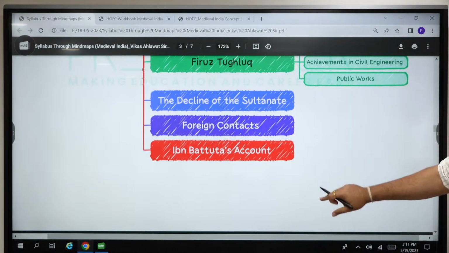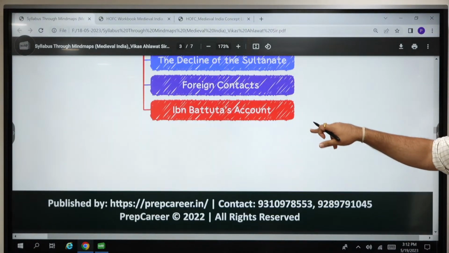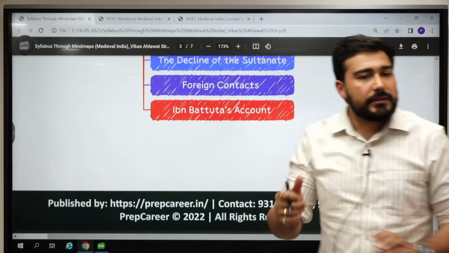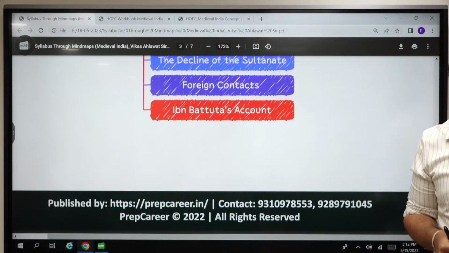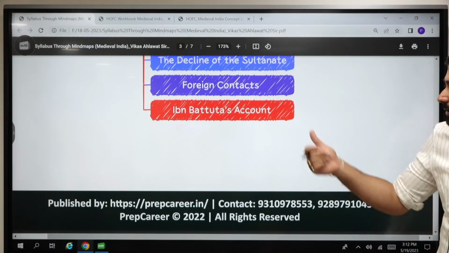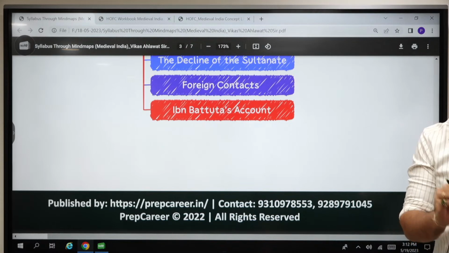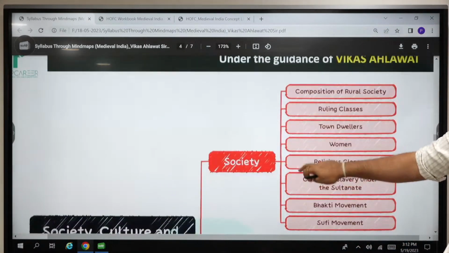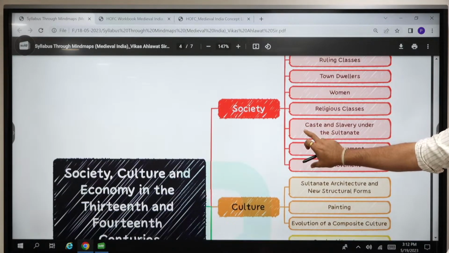Okay. Then the foreign context, in which we have Ibn Battuta. We had discussed, he has written Kitab-ul-Hind, in which we were discussing why the transfer of capital was done from one place to another. There he has written, because the people of Delhi used to abuse the Sultan. Various other information is also provided by him. We will read in detail later on.